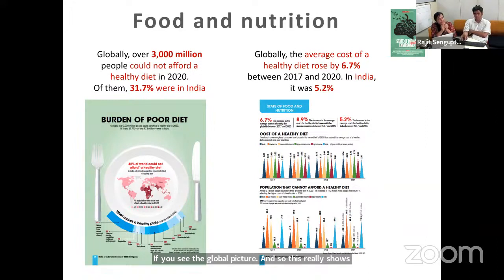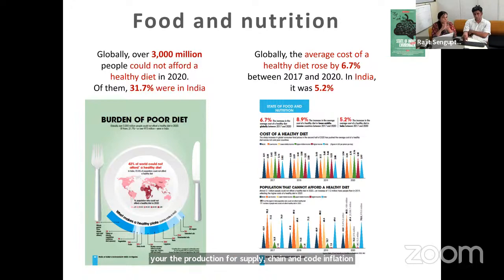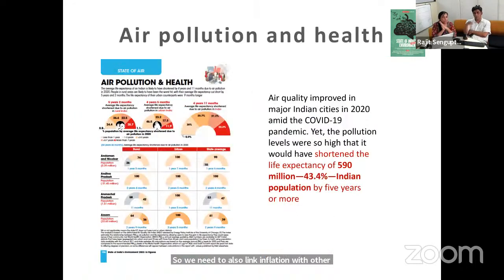And in the context of climate change, there have been enough evidences to show that if we don't address the climate crisis, the impacts of, for example, floods, drought, etc., definitely affect your crop production and food supply chain, and food inflation is linked to these aspects as well. So we need to also link inflation with other climate-linked impacts as well.